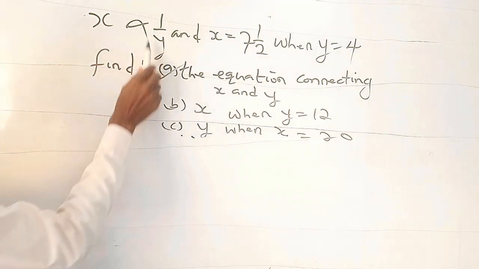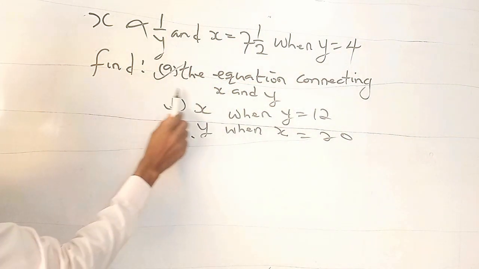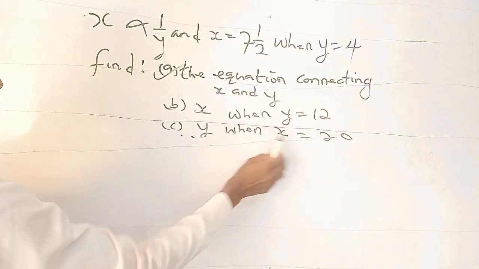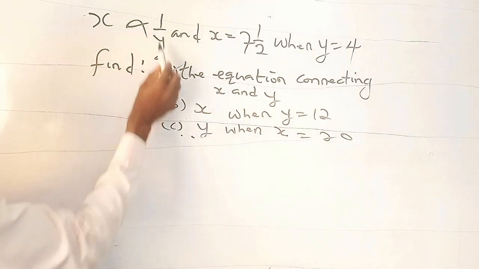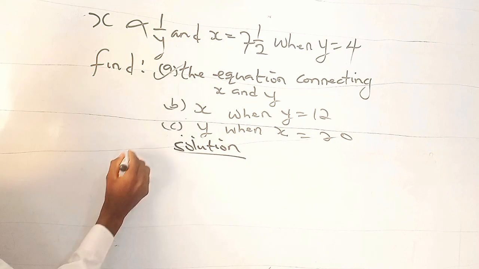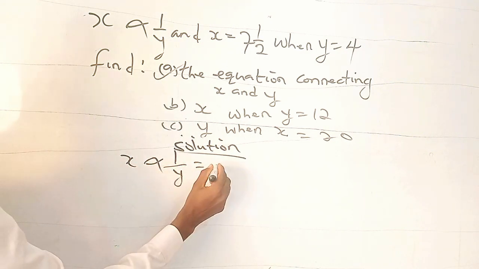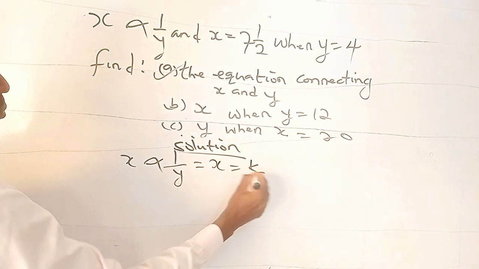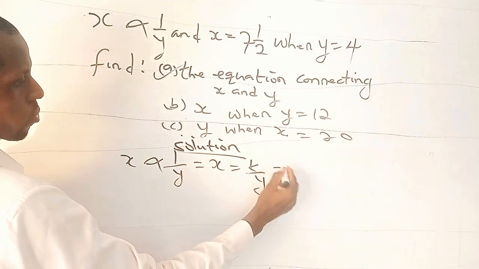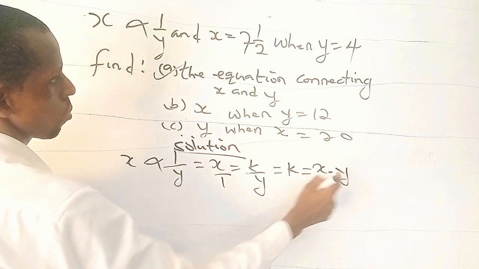Next question: x varies inversely as y, and x equals this and y equals this. We have to find the equation connecting x and y, find x when y is 12, and find y when x is 20. Let me start the solution. x varies inversely as y, which means x equals k over y. I introduce a constant to remove the variation sign, so k equals x times y.